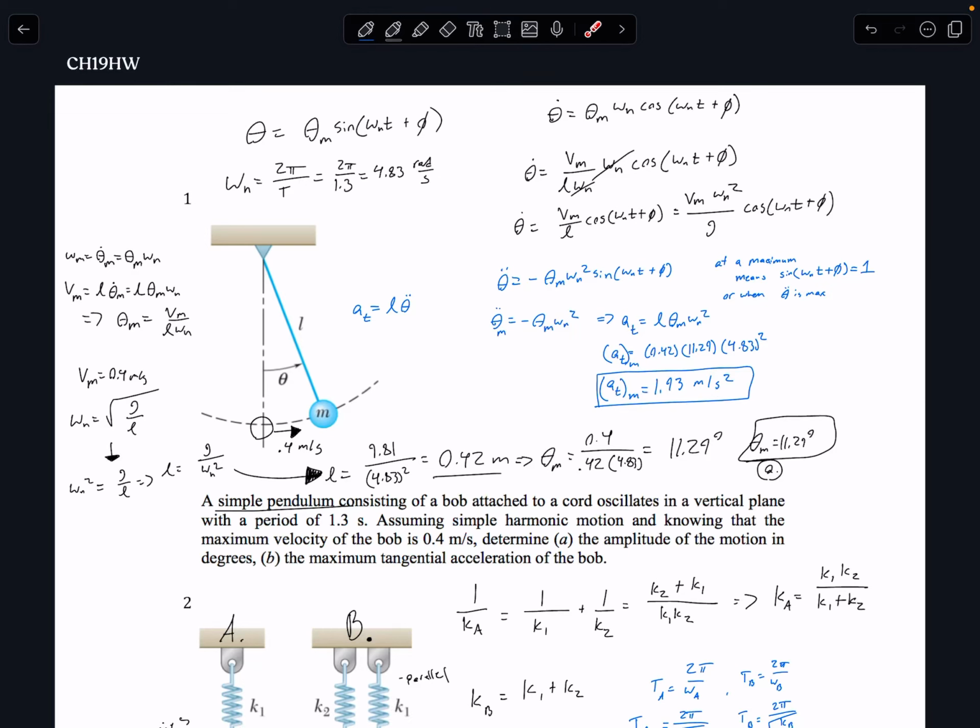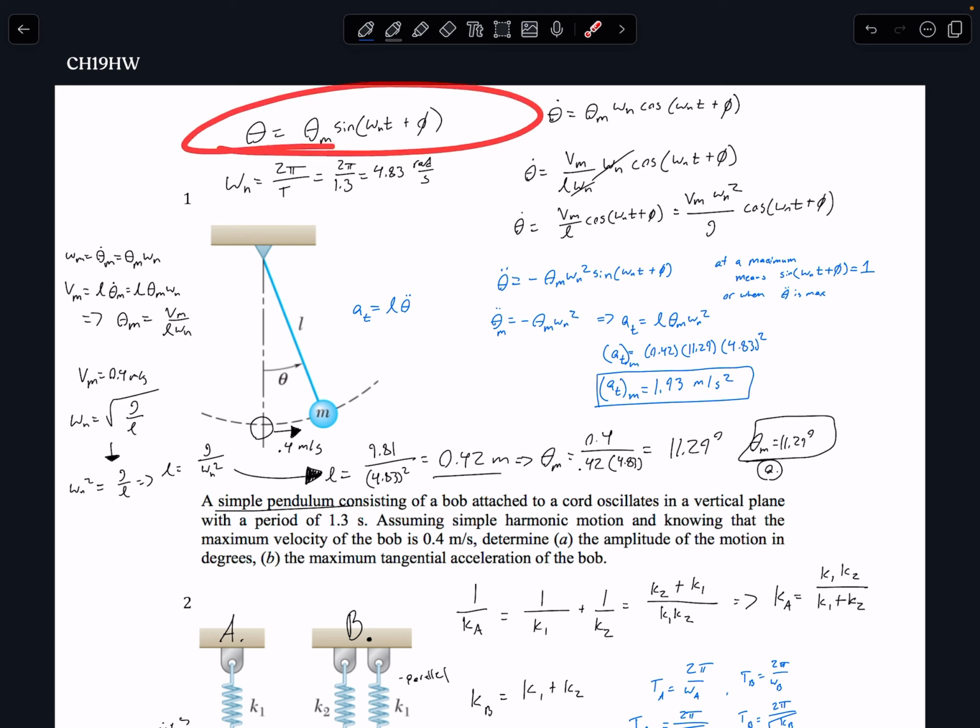Alrighty, problem number one, simple pendulum, bob attached. We have a velocity of 0.4 meters per second there, period of 1.3 seconds, max velocity of 0.4. Looking for the amplitude of the motion in degrees and the maximum tangential acceleration of the bob.